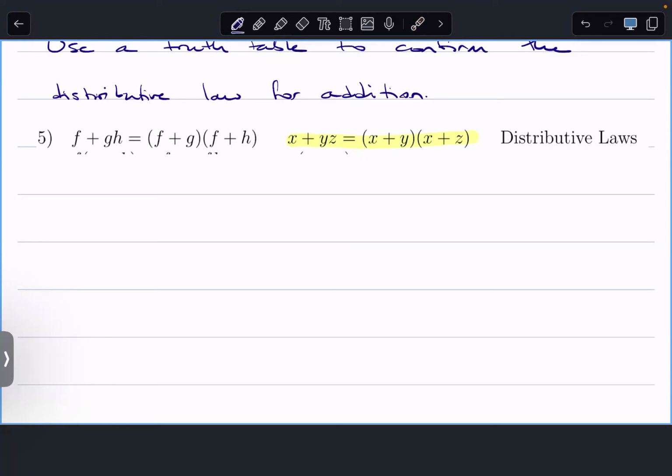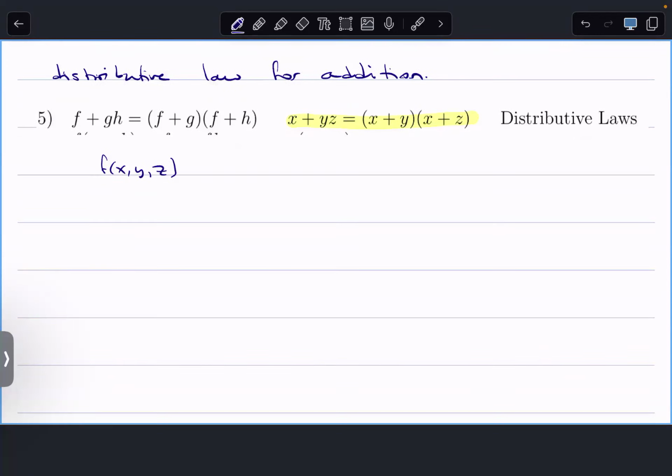So if I have f of x, y, z, then I have a function in terms of 3 variables, x, y, z. Okay. And so then I have 3 variables, which means that my truth table is going to have 8 rows. Therefore, 8 rows, right? 2 to the power of 3. Maybe I'll add that in.